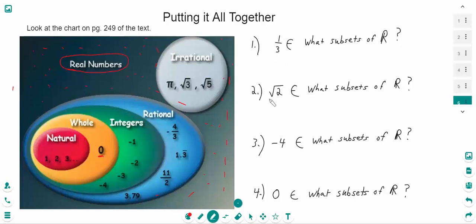Okay, well, it would be in the rational subset, right? It would be in the rational subset. Do you see why? Where is 1/3 going to live? It has to live in here, right? Here is 1/3. Oh, that looks like 0.3.